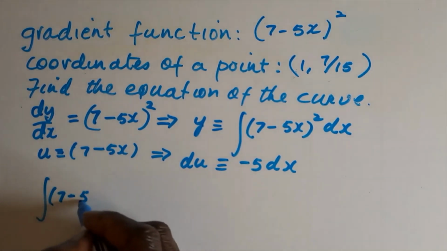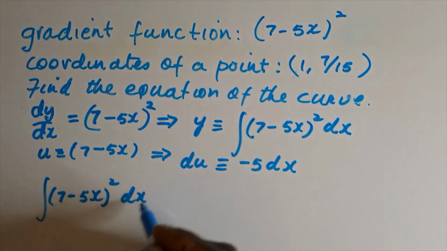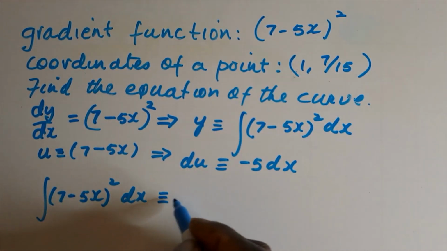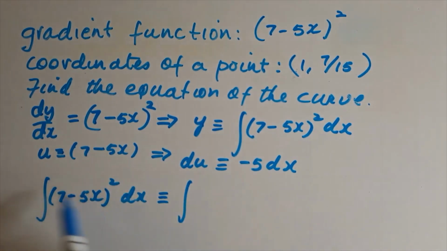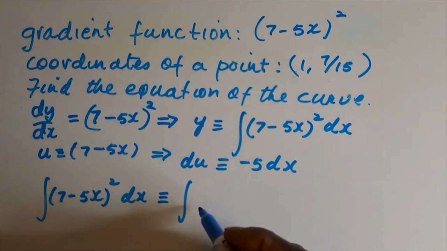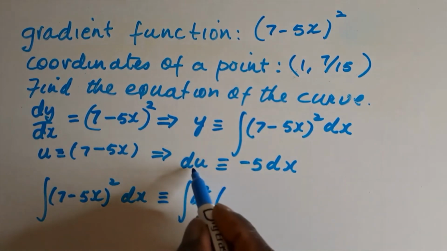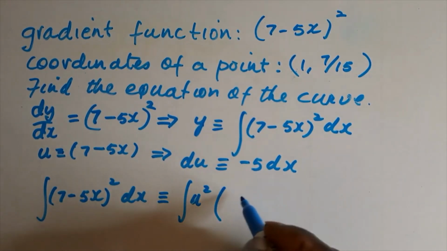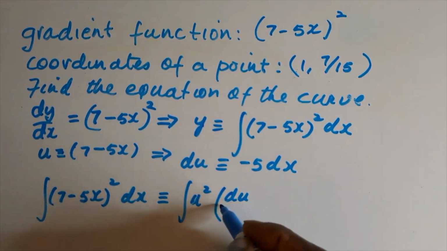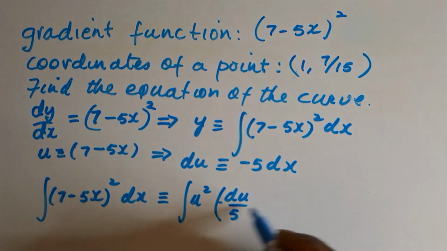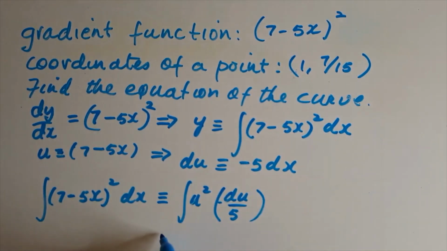And so now we can write our integral of (7 minus 5x) squared dx as the integral. We know that this is u, 7 minus 5x, but we want (7 minus 5x) squared, so it's u squared. And our dx is du over negative 5. So we write that as our substitution. And following that, we simplify this. We have minus u squared over 5.